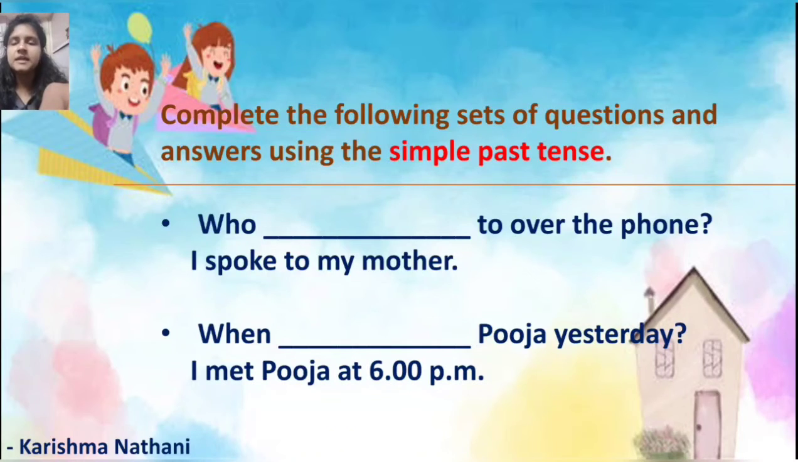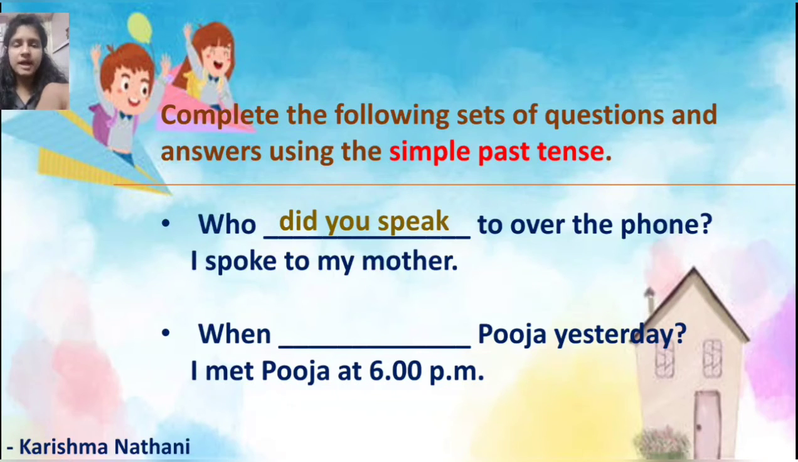Next exercise. Complete the following sets of questions and answers using the simple past tense. As it is, we have to use did. So remember that when we are using did, we have to put the present form of the verb. Who did you speak to over the phone? I spoke to my mother. We have to put: did you speak?